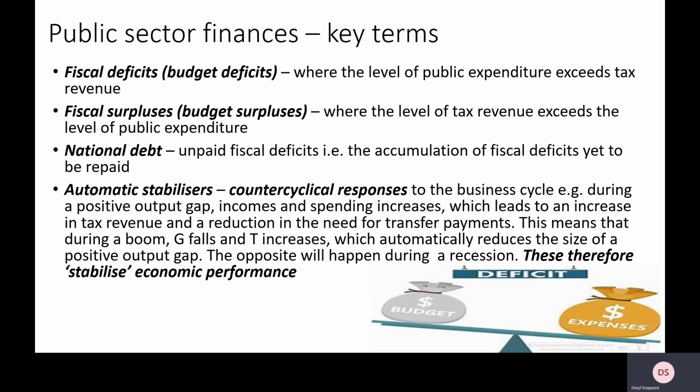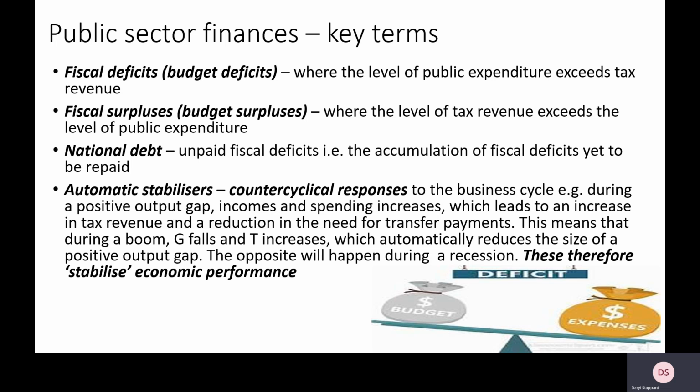So a fiscal deficit would be where the level of public expenditure exceeds the level of tax revenue coming into the government. And we normally measure this over a financial year. So if the level of public expenditure in that year exceeds the tax revenue, then it means that we're operating with a fiscal deficit. A fiscal surplus would be the opposite. This is where the level of tax revenue coming into the government is higher than what they're spending back through public expenditure.